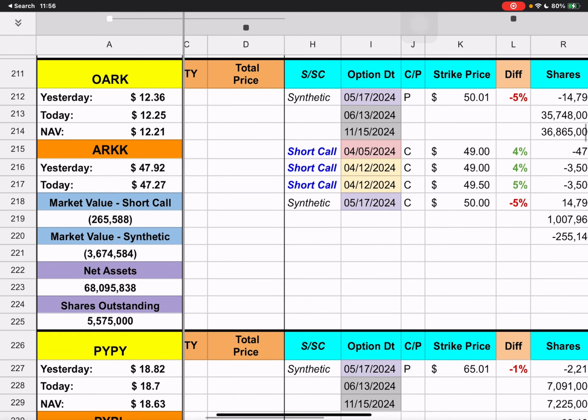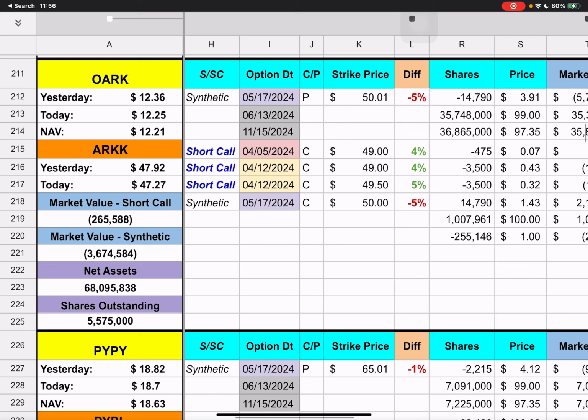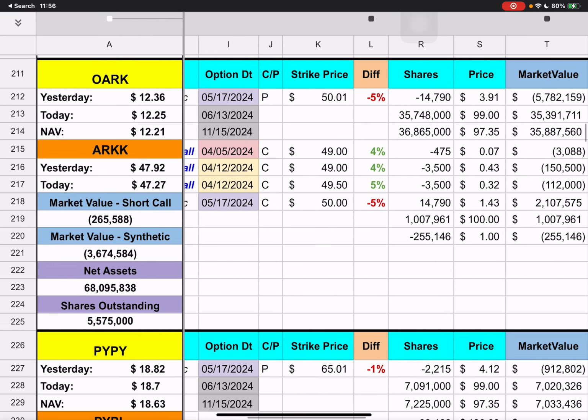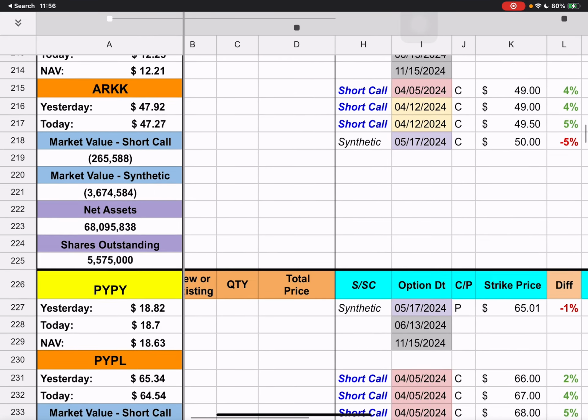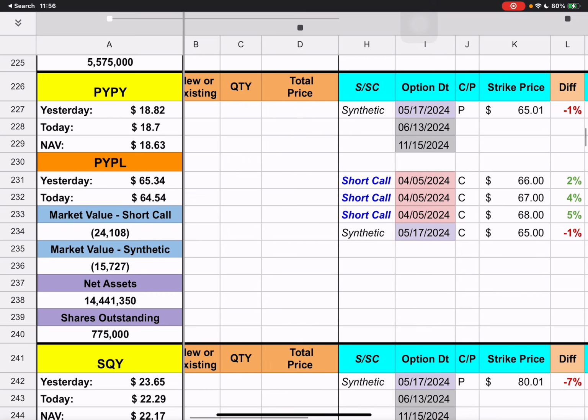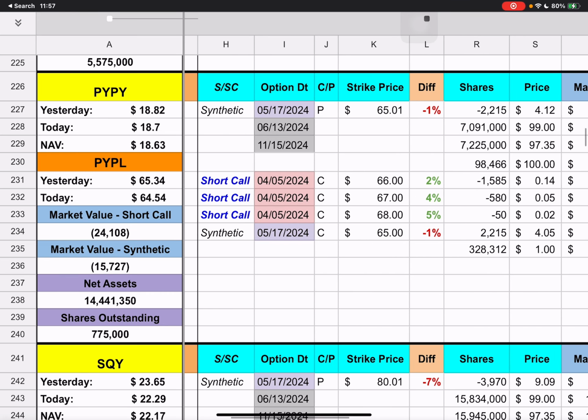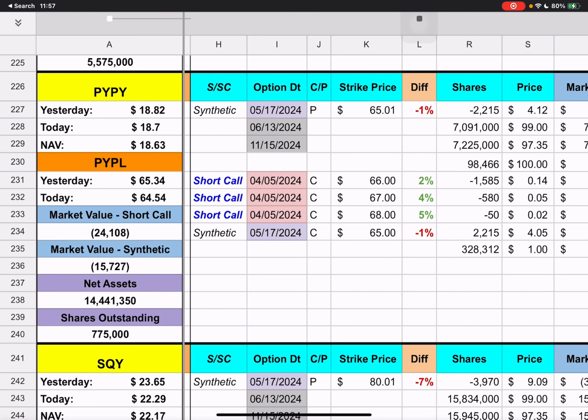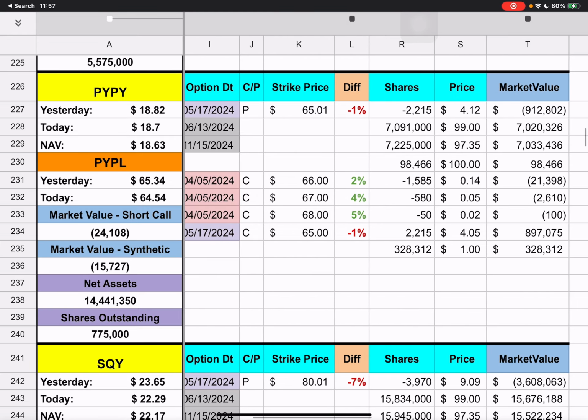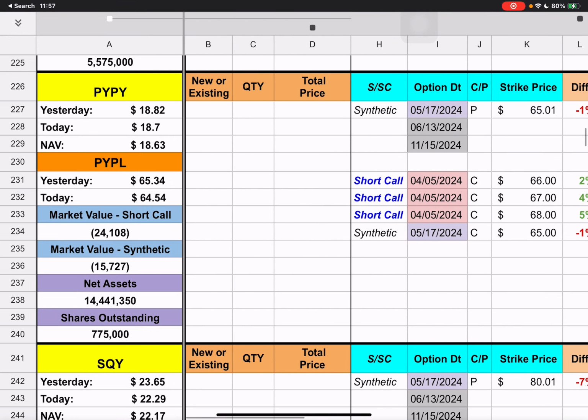OARC, no trades to go over. Do have 1 short call that expires today, the 49 strike, which we're currently under, and then, of course, 2 short calls next week for 49 and 49.50 strikes. Again, we were underneath those as of close yesterday. For PayPay, we have no trades to go over, but we have 3 short calls, 66, 67, and 68, and we were underneath all of those as of close yesterday.